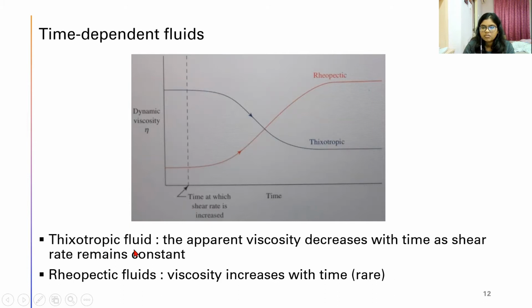Thixotropic fluids are the most common fluids among time-dependent fluids. The next is rheopectic fluids. For rheopectic fluids, the viscosity increases with time, and these are quite rare.